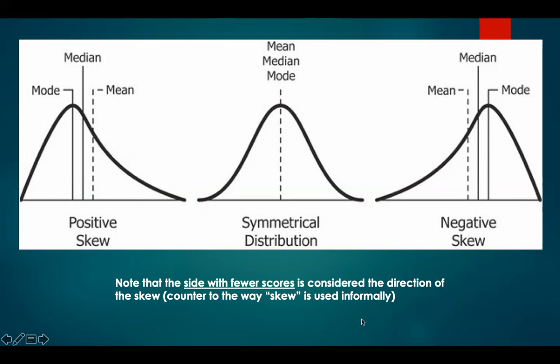Now, one thing to keep in mind here is that the side with fewer scores is considered the direction of the skew, counter to the way skew is used informally. So a positive skew means there are fewer positive scores in a distribution, whereas a negative skew means there are fewer negative scores in a distribution. This is somewhat counterintuitive, so keep this in mind.